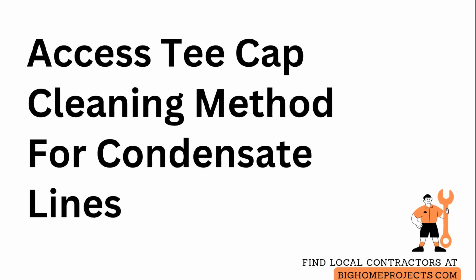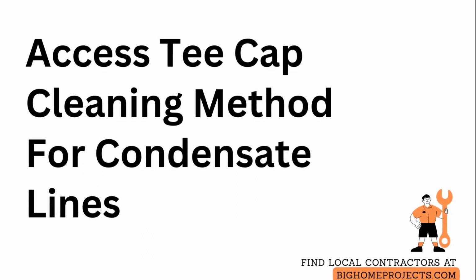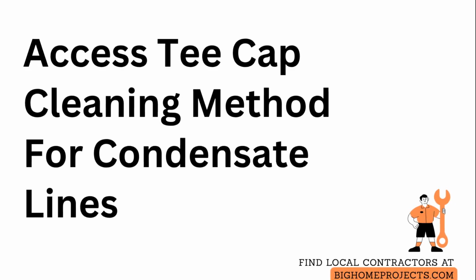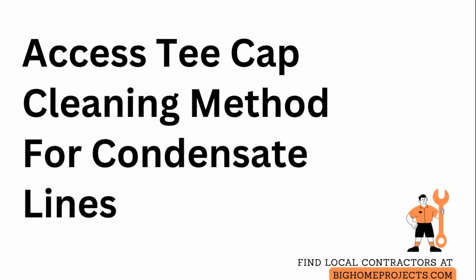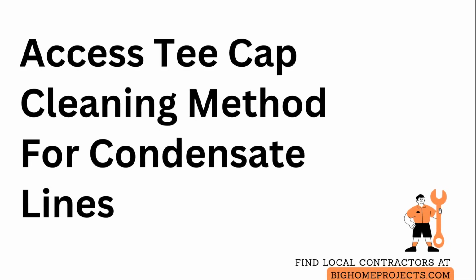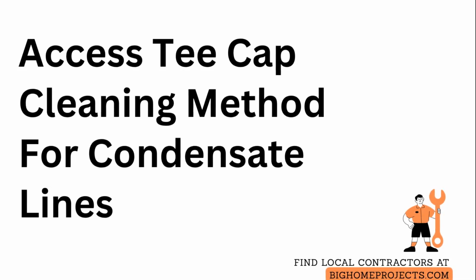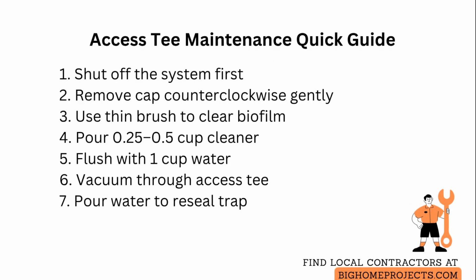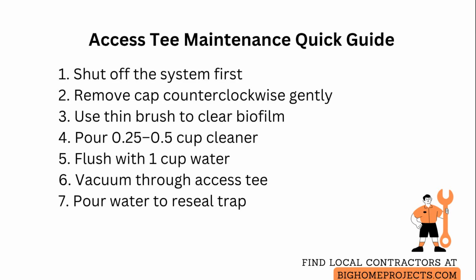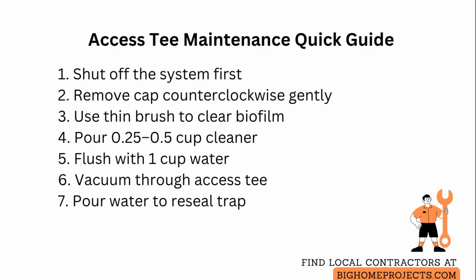An access T on an air conditioner condensate drain line is a short pipe fitting with a removable cap that provides a clean, convenient point to inspect, clear, or introduce cleaning solutions into the drain without taking apart the primary plumbing. An access T typically sits near the indoor unit where the condensate collects and drains away, and it is usually a three-way fitting that connects the trap, the drain line to the outside, and a capped port for access.